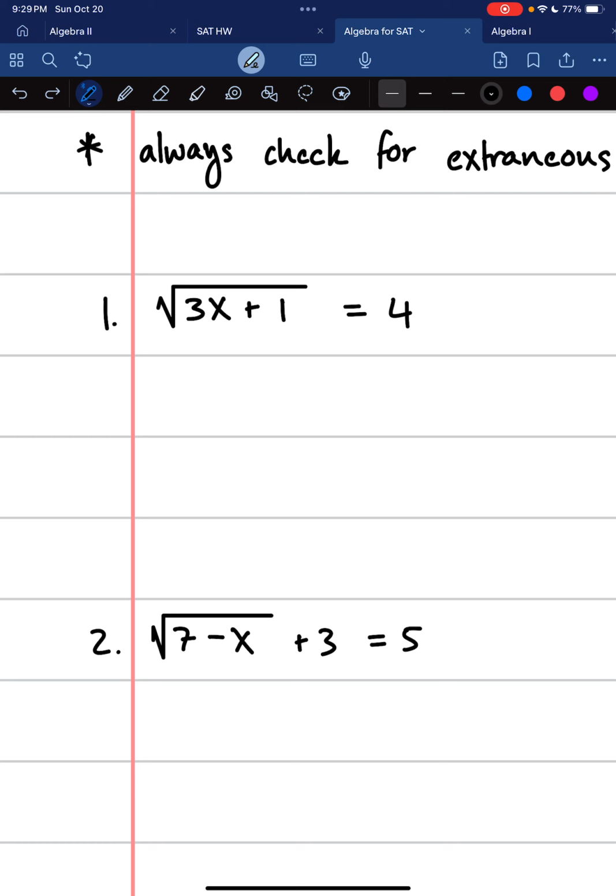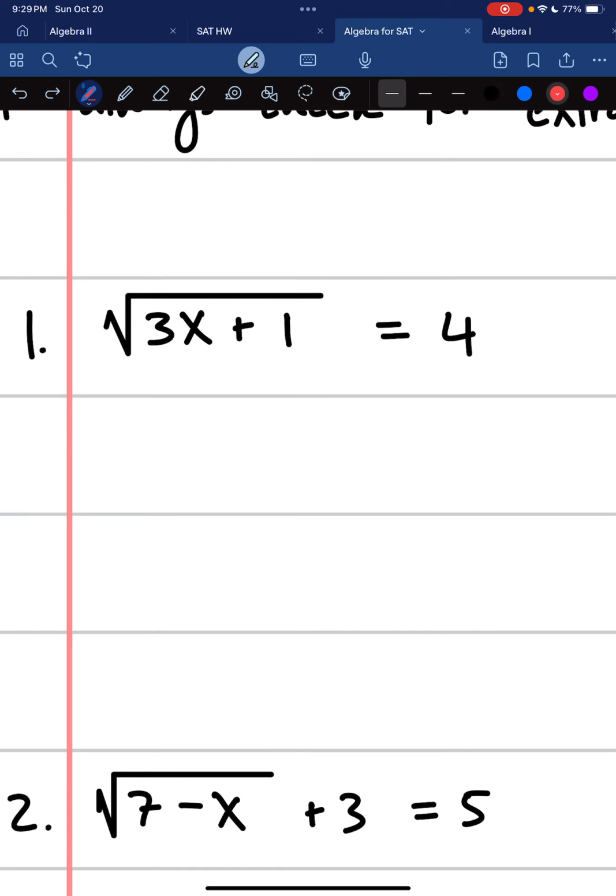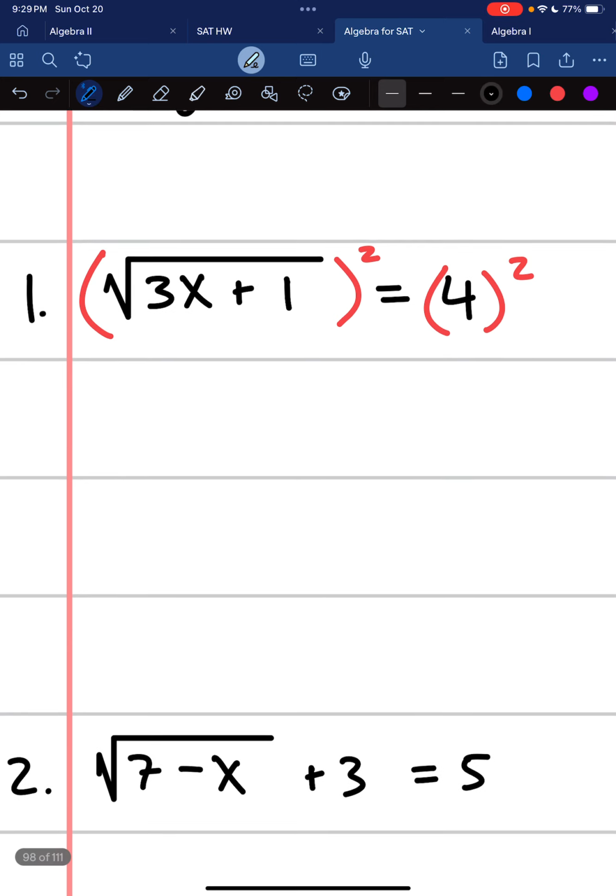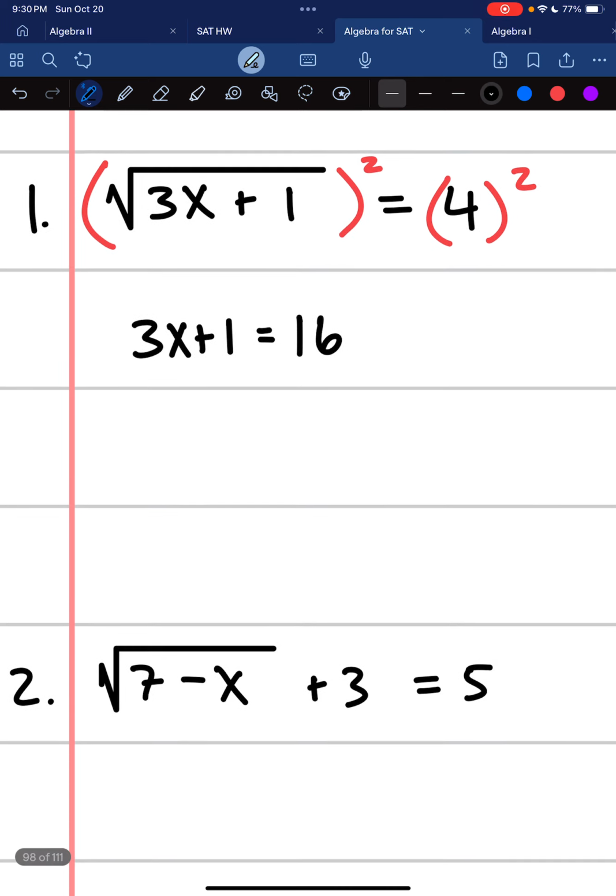We have the square root of 3x plus 1 is equal to 4. If we want to solve this for x, our first step is we need to get rid of this radical here. And the way that we do that is we just need to square both sides. So just like you can undo multiplication with division and you can undo addition with subtraction, you can undo a square root by squaring both sides. So then the left side is going to become 3x plus 1, and the right side becomes 4 squared or 16. And then we can just solve for x, so 3x equals 15, x equals 5.